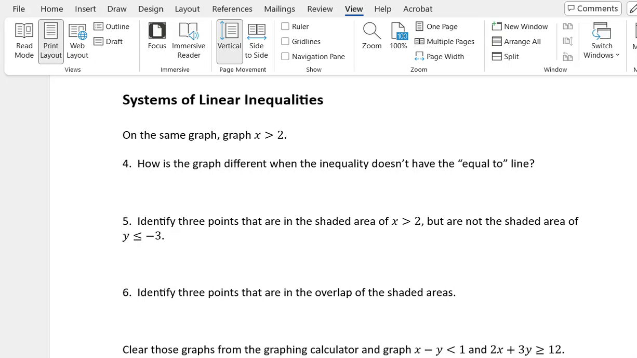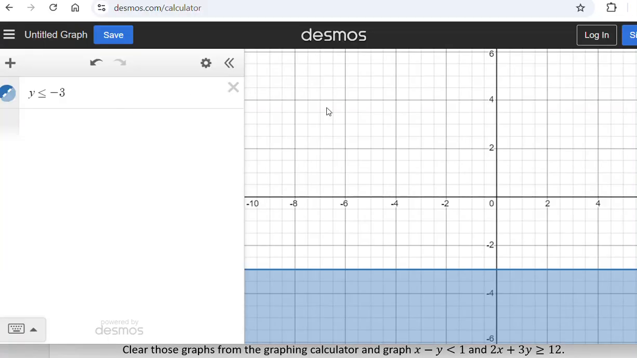In this video, we're going to talk about systems of linear inequalities. And all this means is that we have more than one linear inequality that we're graphing. So on our same graph that we were working with before, we're going to graph x is greater than 2. So here's my graph. I'm going to add to that graph x greater than 2.